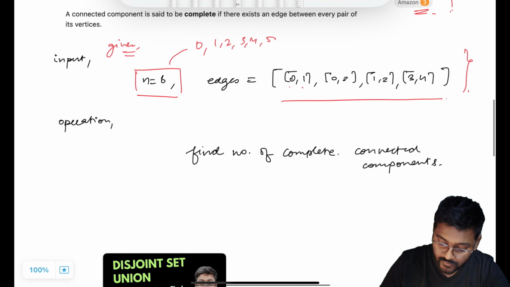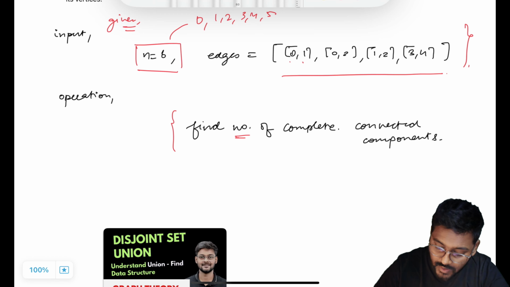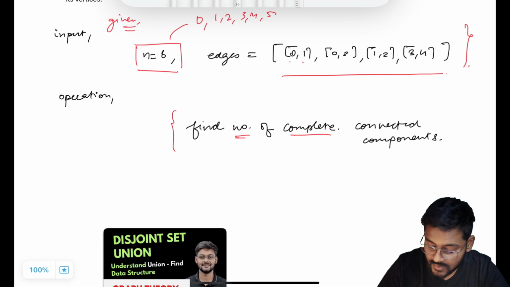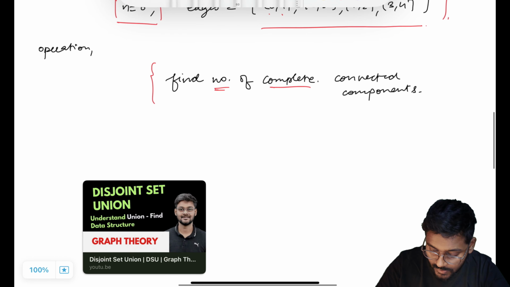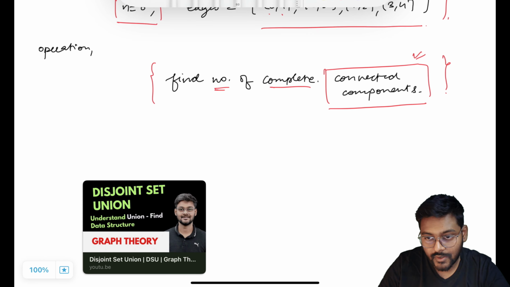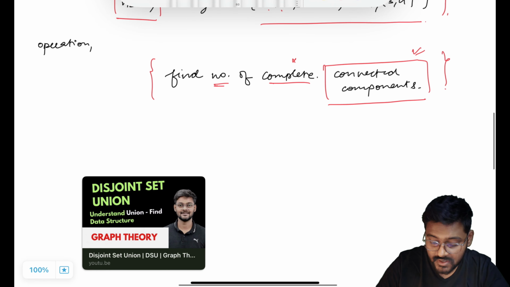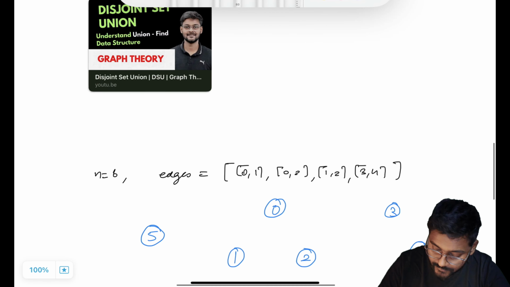Now the given part is over, and what is our operation? The operation is to find the number of complete connected components. We are aware of this problem: find the number of connected components in the graph. What does that mean? Let's firstly ignore this complete part and find the number of connected components in the graph.